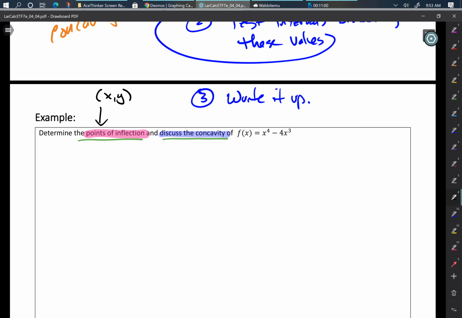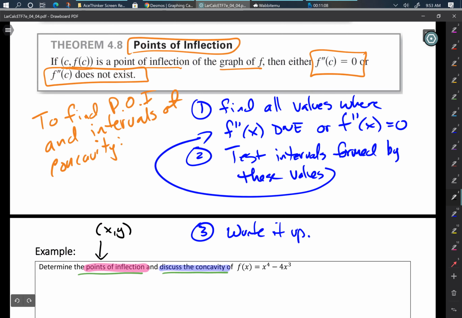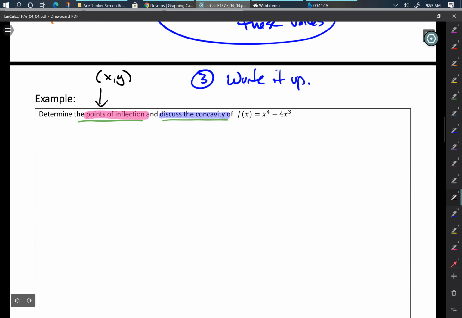Okay. All right, so the process is first to figure out our test points or our candidates for points of inflection. Our candidates or our test points for points of inflection are anywhere where that second derivative does not exist or where that second derivative is equal to 0. So before I can do anything, I need my second derivative. In order to get the second derivative, I have to find the first derivative.